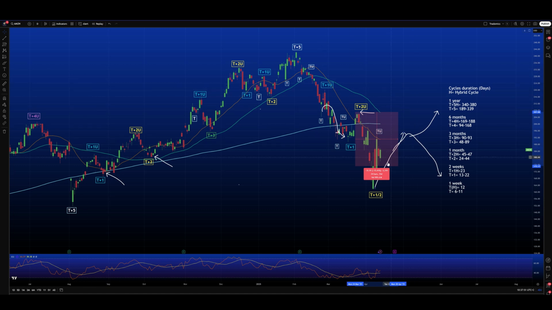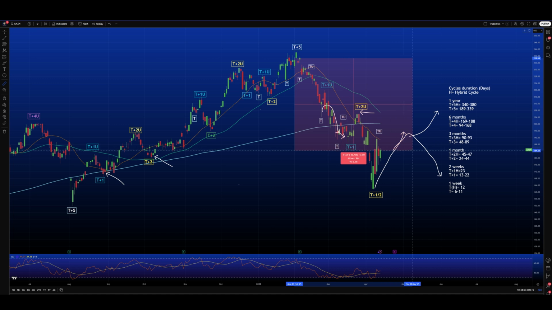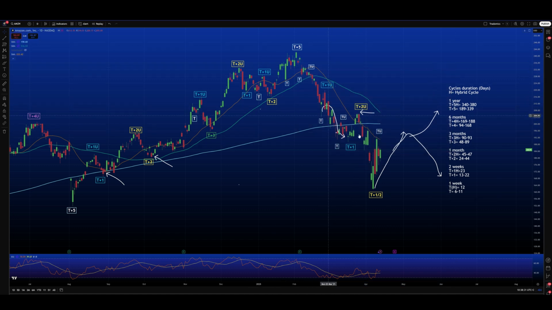Okay, and this move to the upside, this potential bounce, will also be needed to close a T plus 3. In order to close a T plus 3, we need at least 48 bars, but this can also be stretched to 89 days. So 89 days means that we can have a bounce back to the upside by at most the second week of June. Something like this. But once the T plus 3 is completed, then back to the downside.